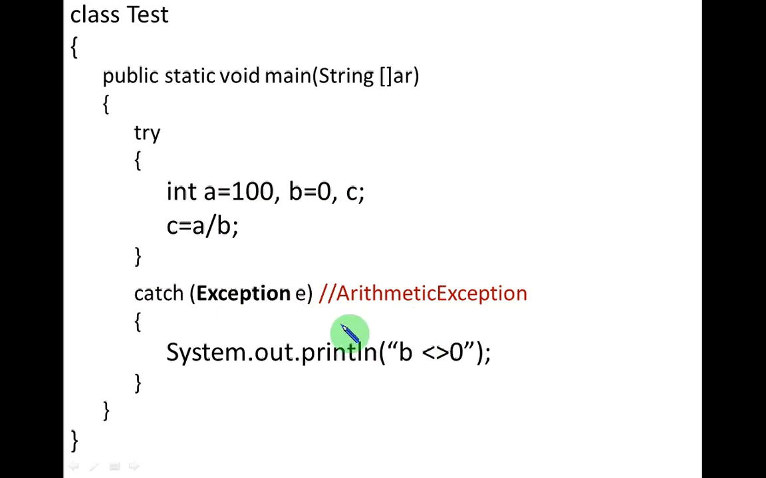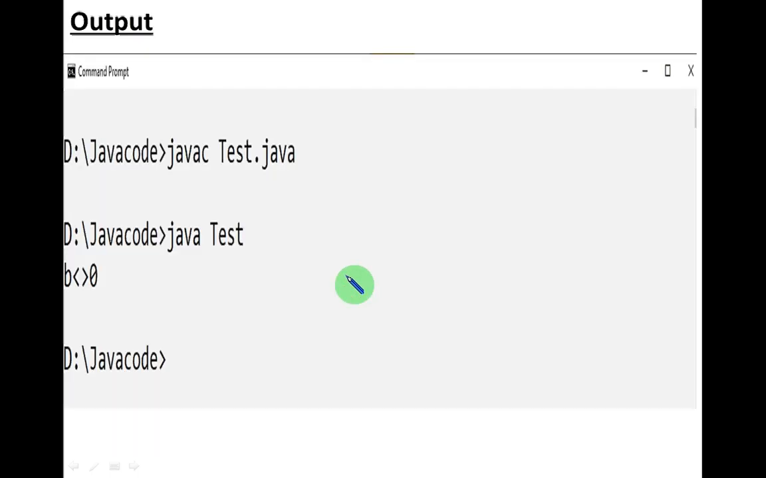So if you are giving System.out.println of e, what will happen? It simply gives the message which is given by the Java interpreter. Otherwise we can give our own messages like this: B should not be a zero value. So whenever we are dividing a value by 0, it leads to what? Infinity. So that is an arithmetic exception. Now what will be the output?